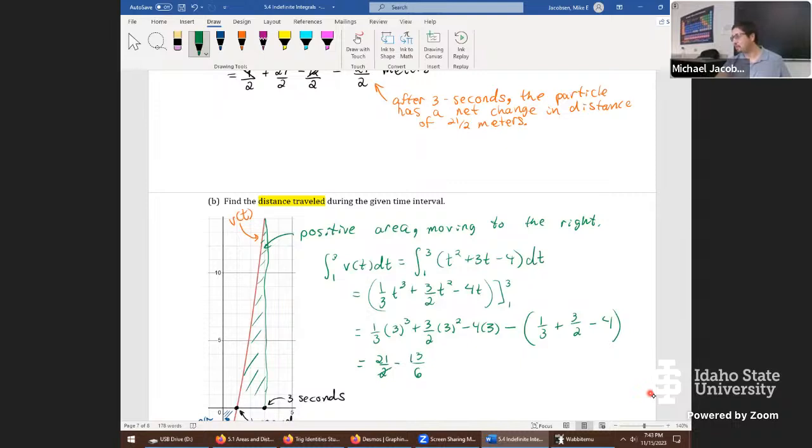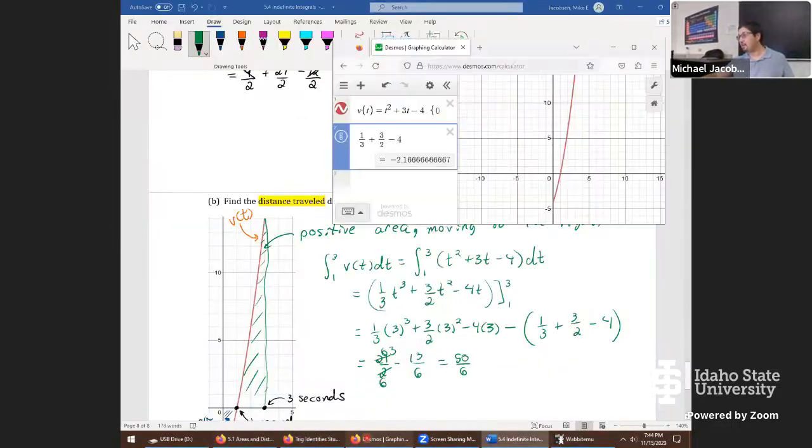So one last thing, 21/2 minus 13/6. Let's convert this to 6 below, which means we multiply by 3. So this is 63 in the numerator, minus 13/6 is going to give us altogether 56 for the area moving to the right, providing none of that arithmetic went awry. Does that look right to folks so far?